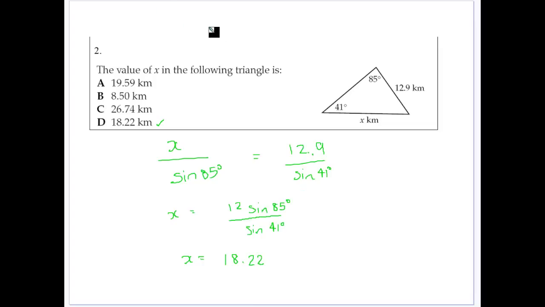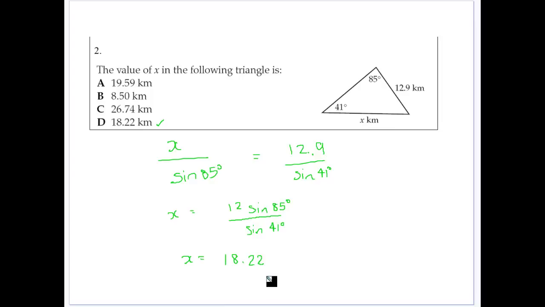Again, for question 2, we've got x opposite 85, and 12.9 opposite 41. So we set up our ratio: x on sine of 85, 12.9 on sine of 41. Multiply through by sine of 85, put it in the calculator, and it gives us 18.22.